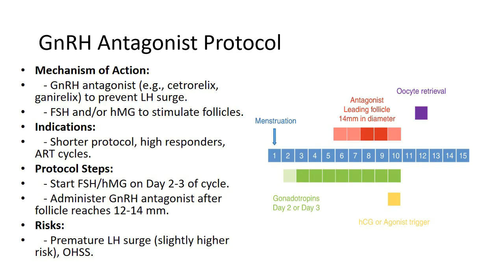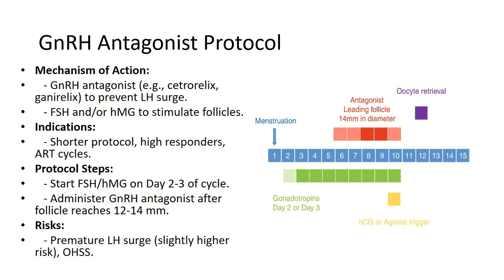Indications: ideal for patients who need a shorter protocol or are at higher risk of OHSS. More commonly used in IVF cycles, particularly for high responders. Protocol steps: stimulation phase. FSH and/or HMG injections are started on day 2 or 3 of the menstrual cycle. Follicular growth is monitored through ultrasounds and estradiol levels.